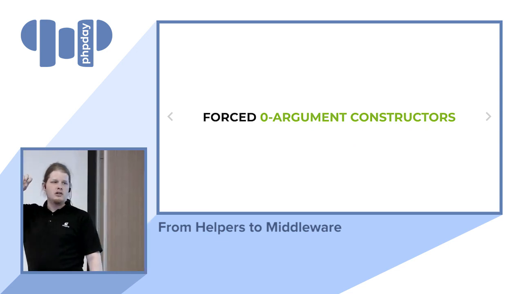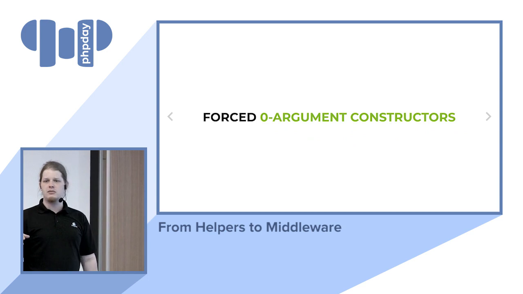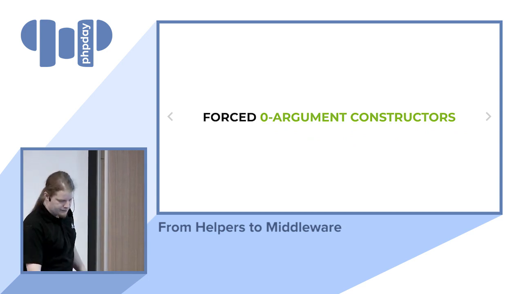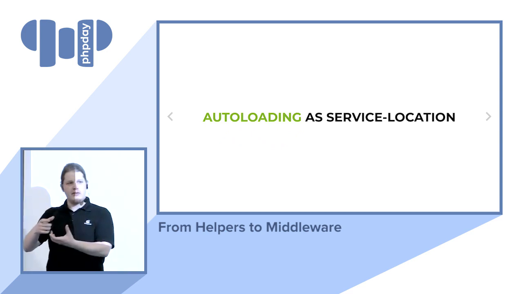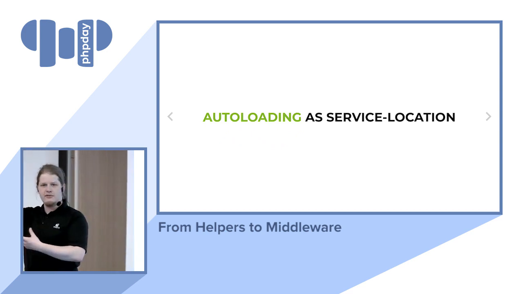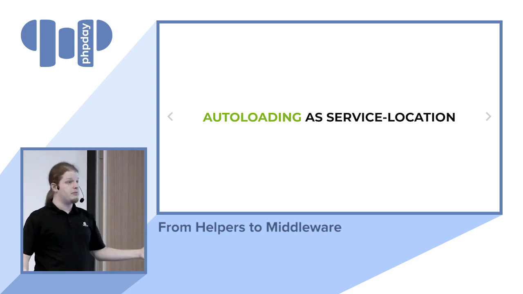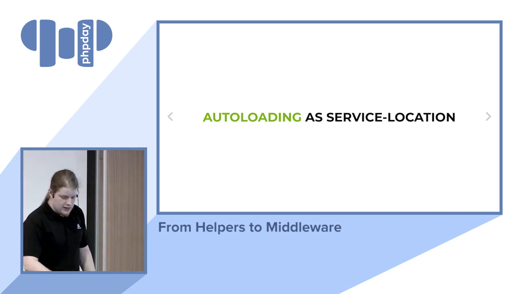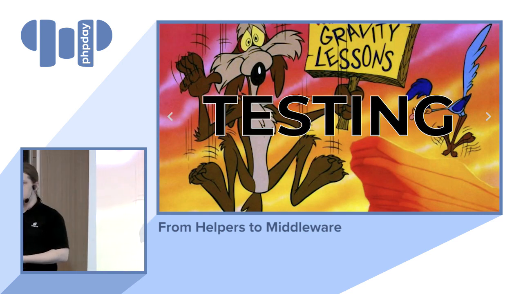In this case, we had this zero-argument constructor thing, where every helper had to fetch things from somewhere, but it could never have constructor arguments, because that would break all the helpers. Autoloading was used as a service locator, so based on the name of the helper, you would get a class name from somewhere, and automatically it would go and do stuff. There are still people doing that. Don't do that.